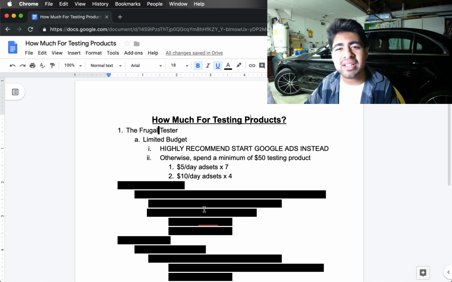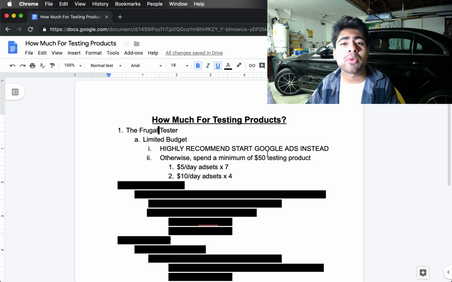So this lets you effectively test products at a lower budget. But again, I highly recommend you start out with Google Ads, just because for lower budget people, Google Ads really lets you test out your products, all of them at one time instead of doing it one by one. And it saves you the money that you want to be saved.